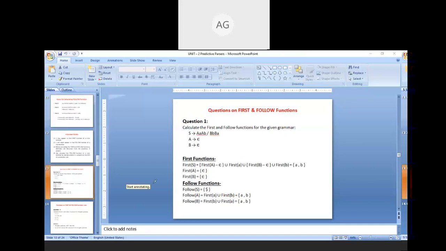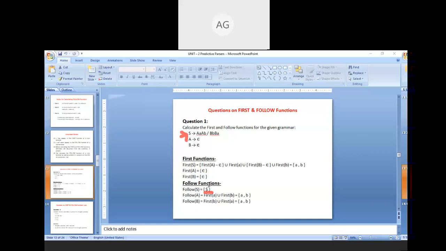Just remember those 2 points. So the grammar is given to you, and you need to calculate the follow. The first rule for calculation of follows says to put dollar in the starting symbol of the grammar. Here you can see in the grammar the starting symbol is S, because this is the first production. So the starting symbol is S.